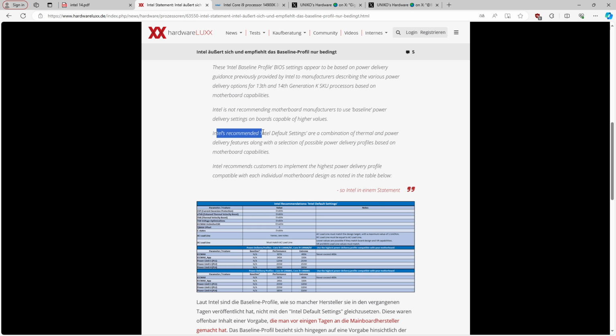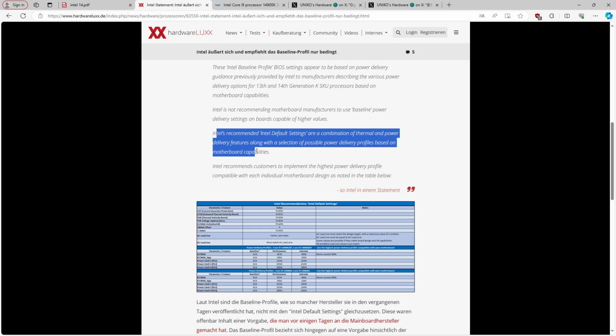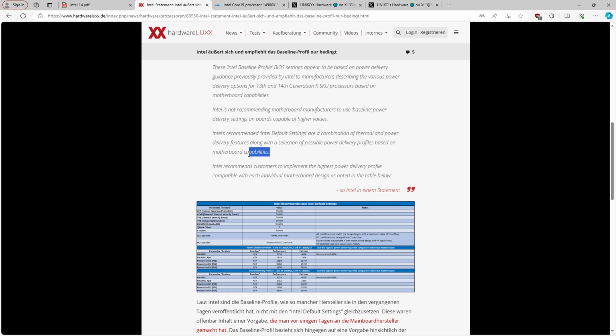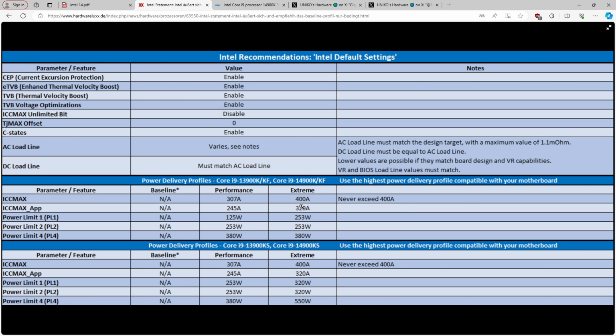Intel's recommended default settings are a combination of thermal and power delivery features along with a selection of possible power delivery profiles based on motherboard capabilities. So basically, if you have a $200 Z790 motherboard, it should use the extreme profile. Because the performance profile is for crappy motherboards, basically, is what it is. So I don't think we're going to see any boards use this.